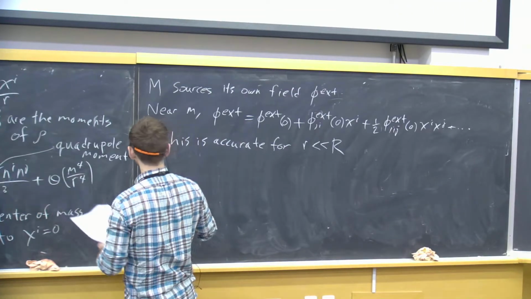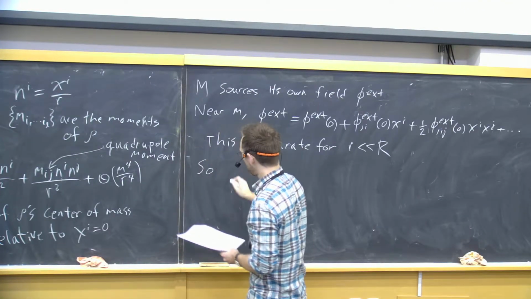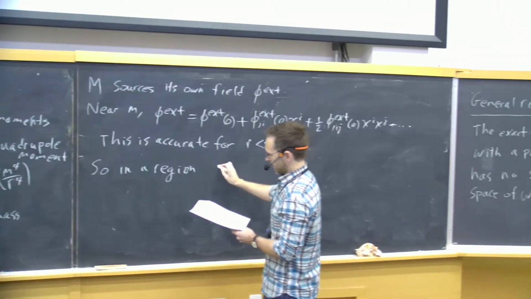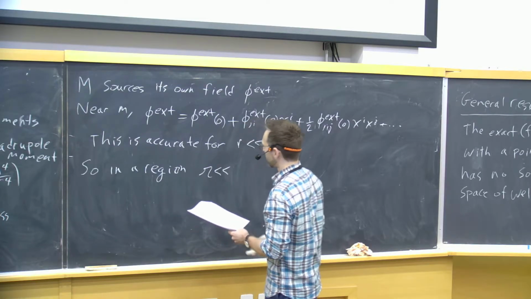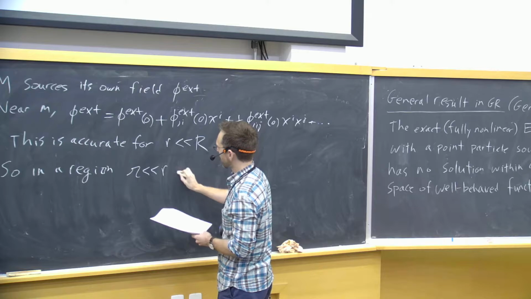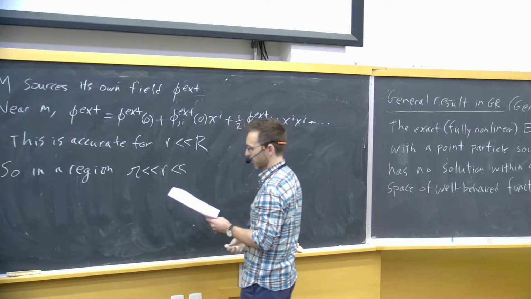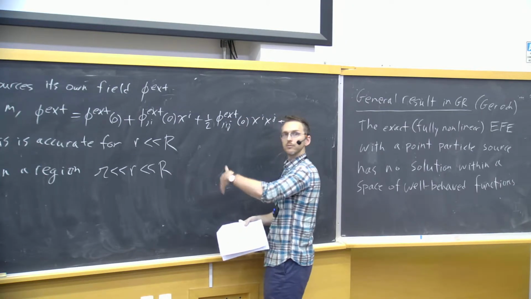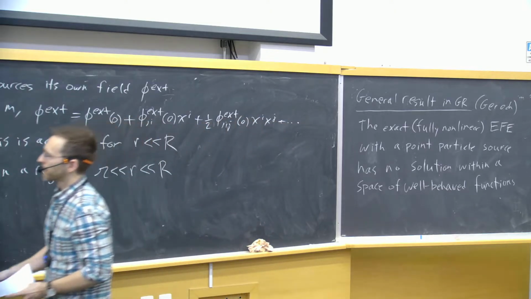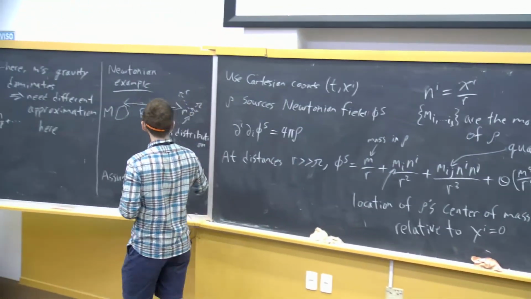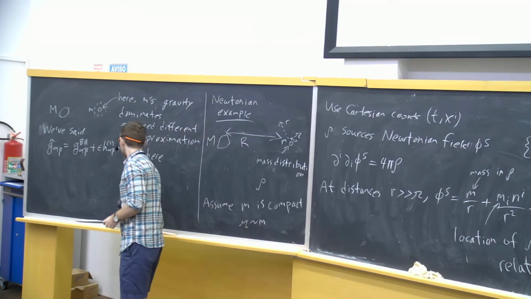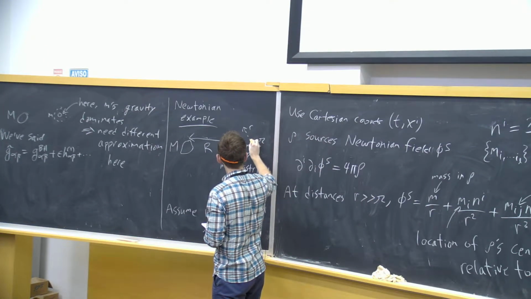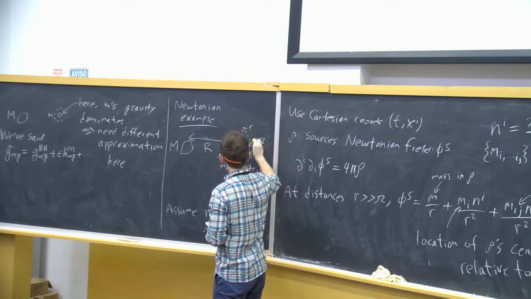But now we can combine these two results and look at a region that's far away from the small object relative to the size of the small object, but still close to the small object relative to the distance between the two masses. So use a different piece of chalk here. So this was valid, say, in a region like that.